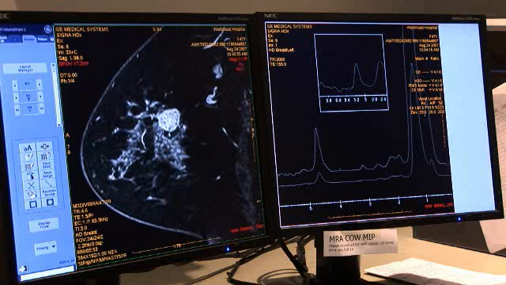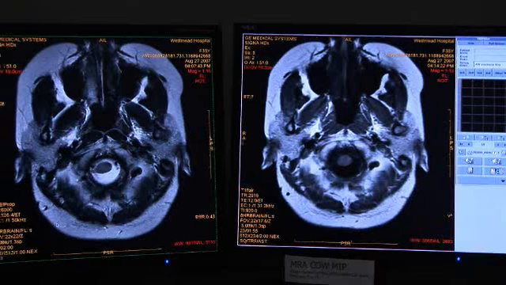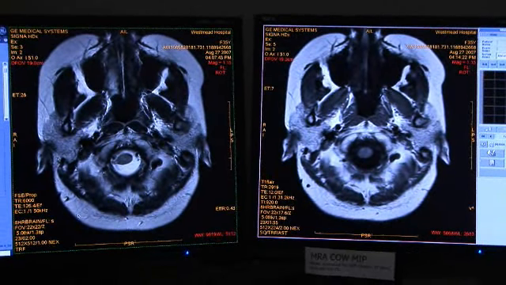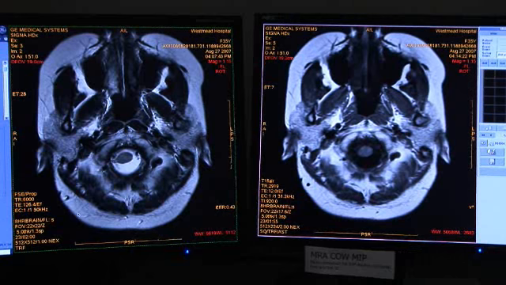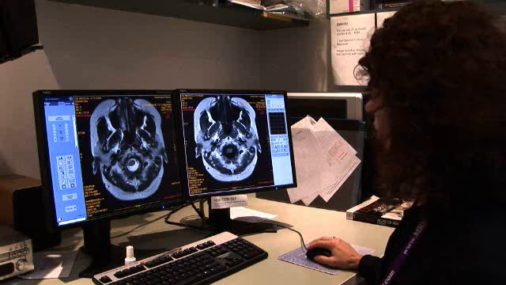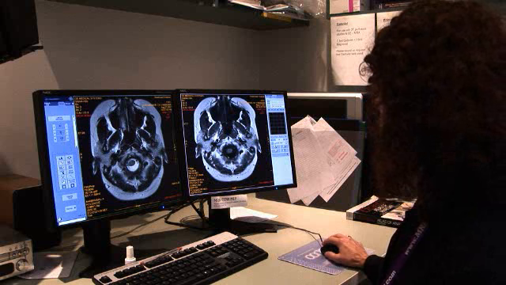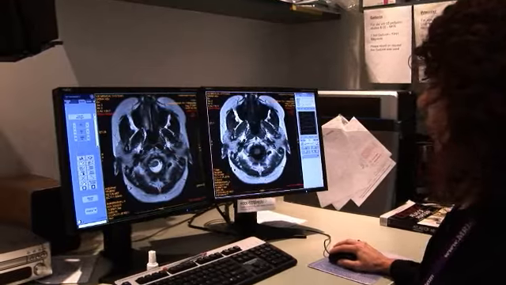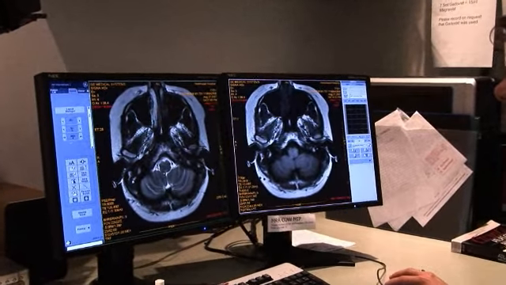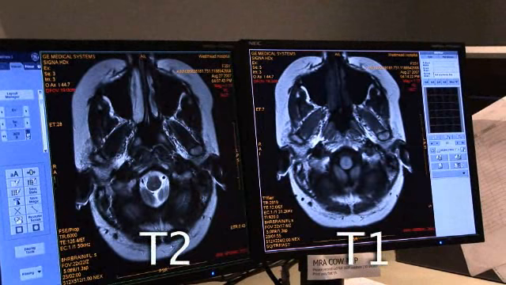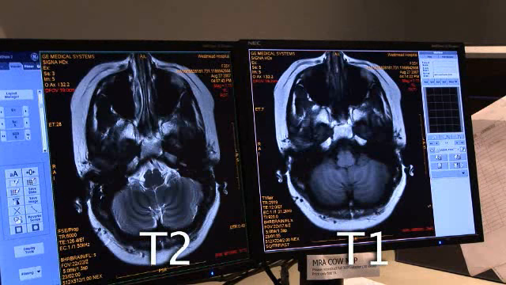Image contrasts are used to produce different types of images. On a T1 weighted image, white matter appears white and gray matter appears gray, while cerebrospinal fluid, or CSF, appears dark. On the left-hand side of the screen, we have a T2 weighted brain image, and linked to that on the right is a T1 weighted FLAIR. So as we scroll through the images coming up from the posterior fossa here, we come up through the cerebellum.